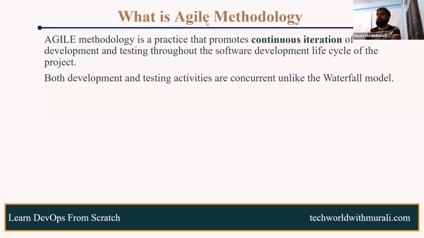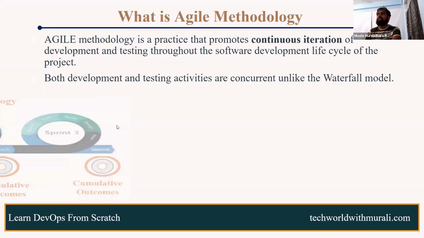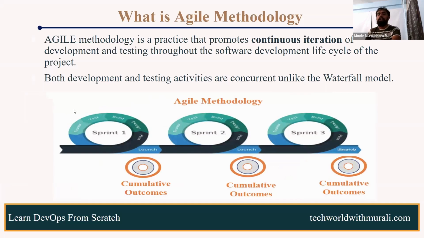How will it happen? In agile methodology, we will be having sprint planning. This sprint planning may be one week to 4 weeks, depending on the organization. Usually most of the organizations have 2 weeks or 3 weeks sprint planning. Clear, right?